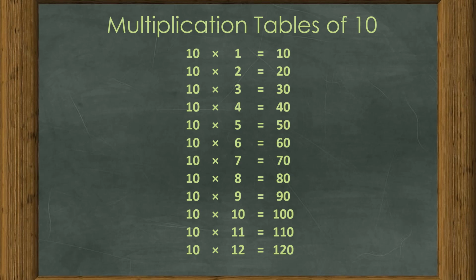10 6s are 60. 10 7s are 70. 10 8s are 80. 10 9s are 90. 10 10s are 100. 10 11s are 110. 10 12s are 120.